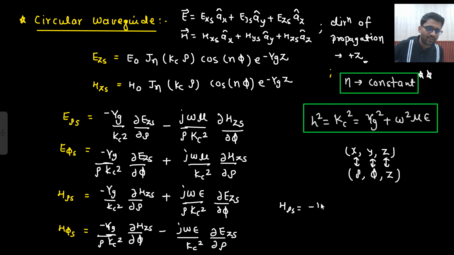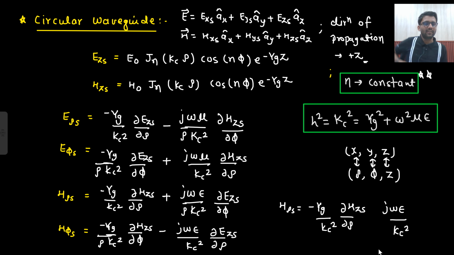Yes, what will you say? Sir, minus gamma g upon h square. Sir, here I can see rho, so d by d rho. If there is h, Hzs. Okay, now what will come? Ezs would come. So j omega epsilon upon h square, that is kc square.